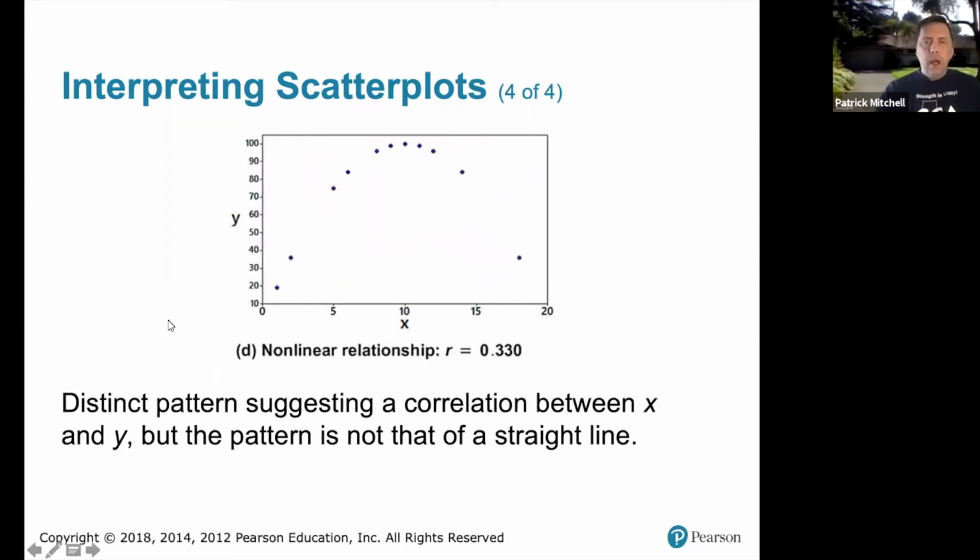All right, and here's another example. There is a distinct pattern suggesting a correlation between X and Y, but the pattern is not that of a straight line. This would be an example of a quadratic correlation. Again, thinking back to your days in algebra, these points look like they lie along a parabola.